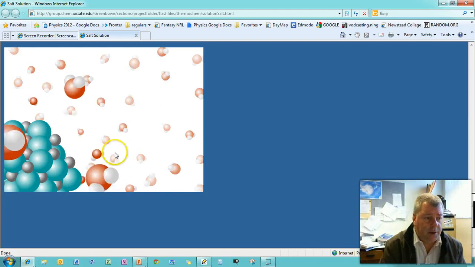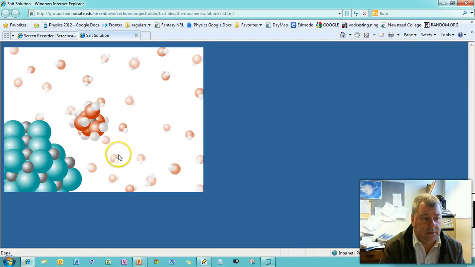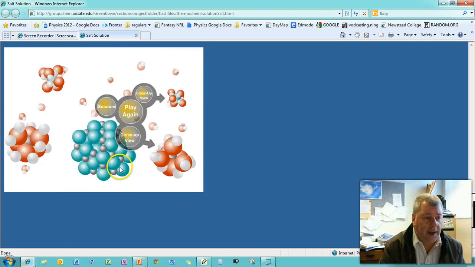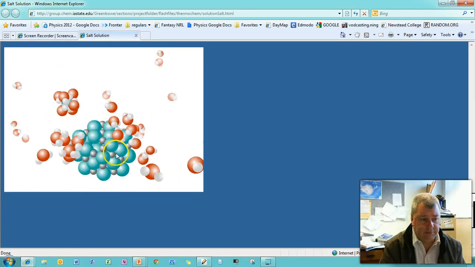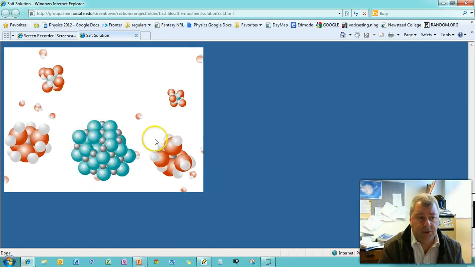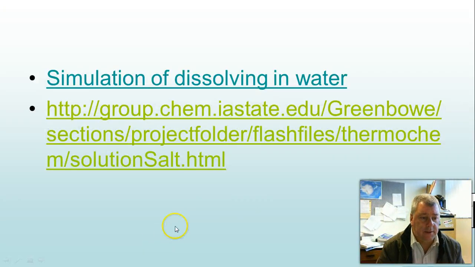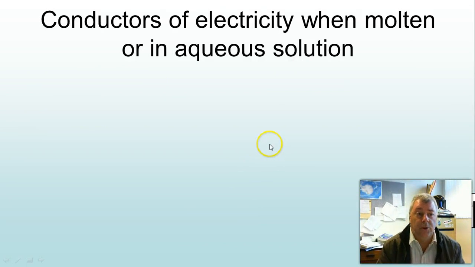Okay, and so let's play that again. The water molecules eat away at the lattice, and it dissolves. So these ions are now free to move in the water solution and conduct electricity. Let's go back to this. So they are conductors of electricity when molten or in aqueous solution. That was an example of aqueous solution.